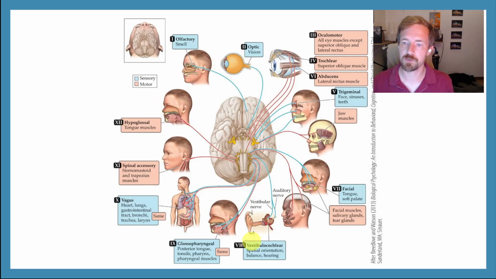The textbook is going to throw this at you. Don't worry too much about the different nerves. We're going to be learning about these individually. You will not need to label any kind of map like this to look at the different nerves, but they are important.